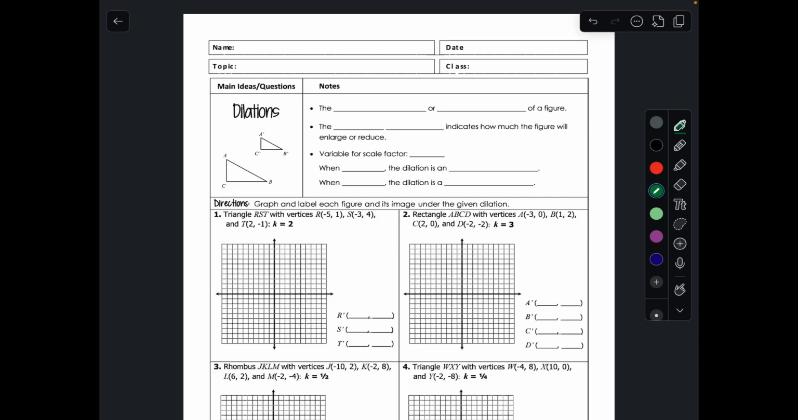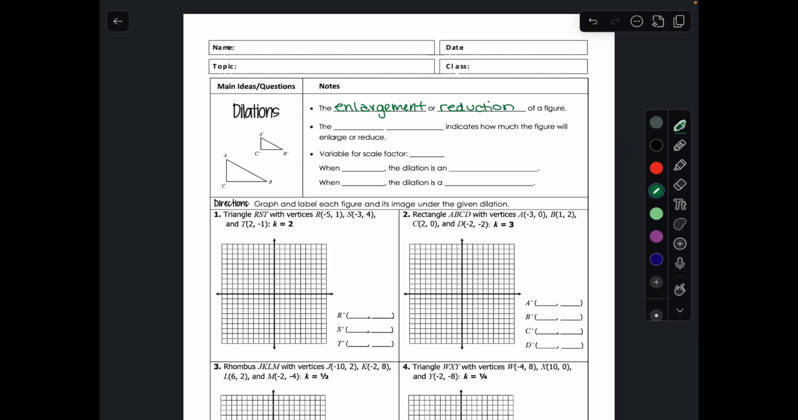Hello, today our topic is dilations. We talked about dilations in previous units when we were talking about transformations, but here it comes back now that we're talking about similarity. A dilation is the enlargement or reduction of a figure.